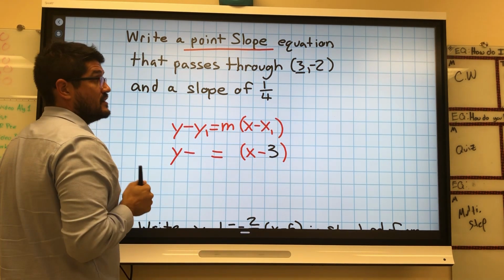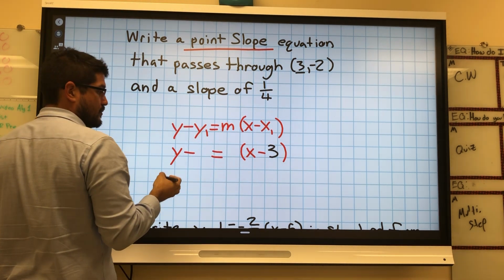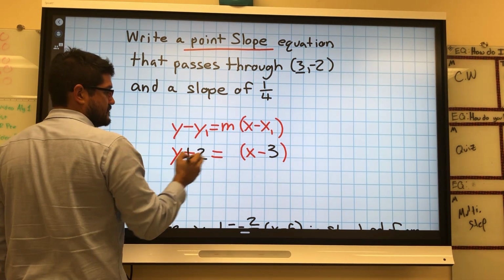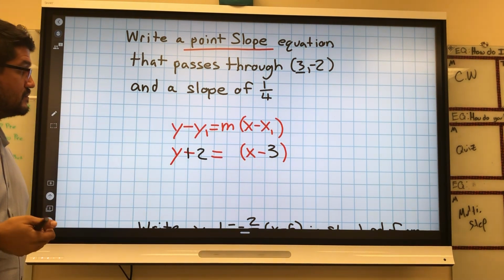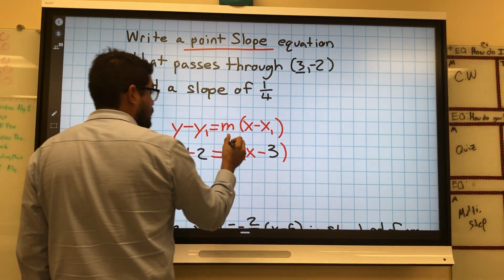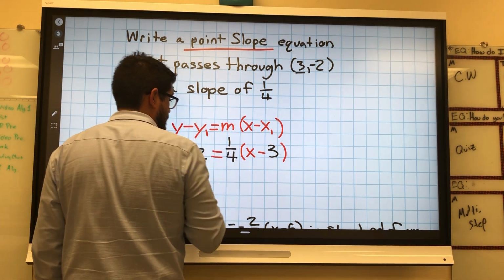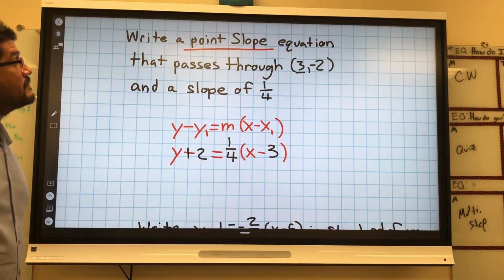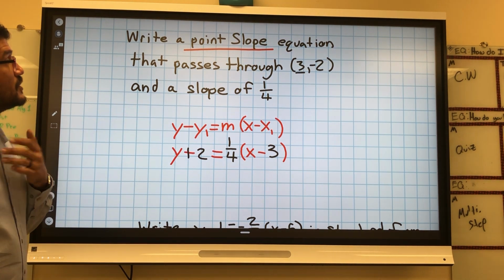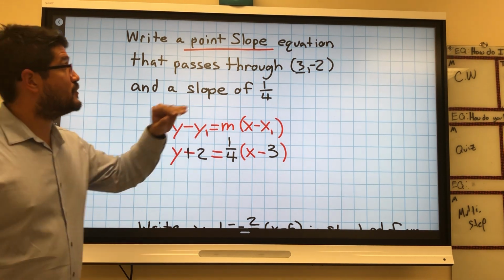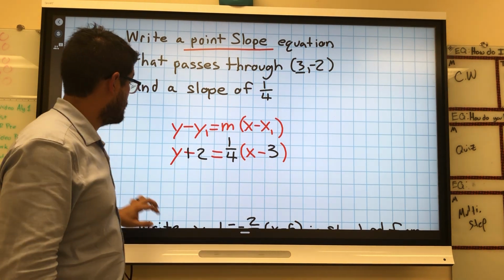So nothing changed. But this one I'm putting in a negative 2. So that's going to cause this to be y plus 2. And the slope is 1/4, so that goes right here where m is. And that's it. This is the equation of point slope when you're given a point and a slope.